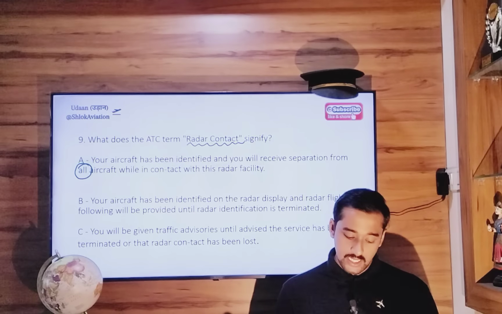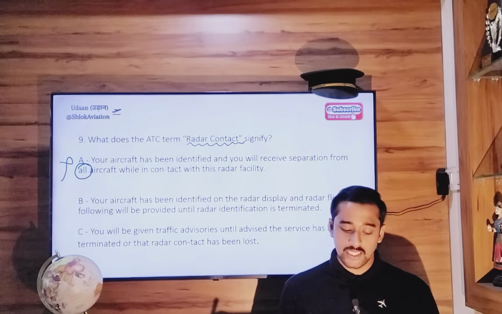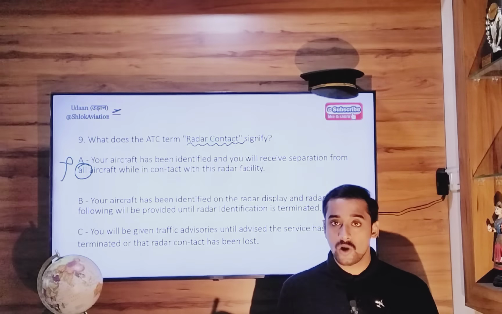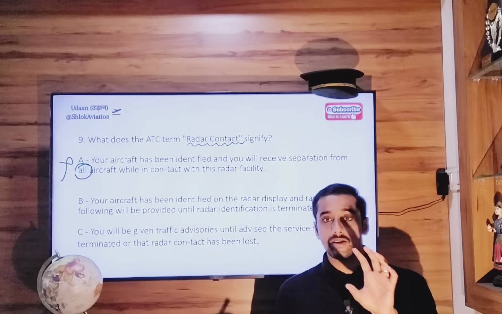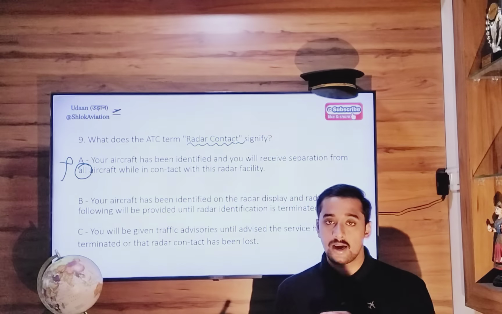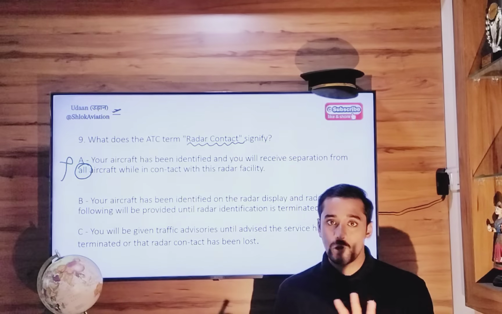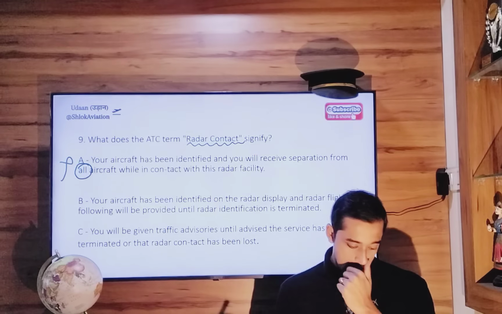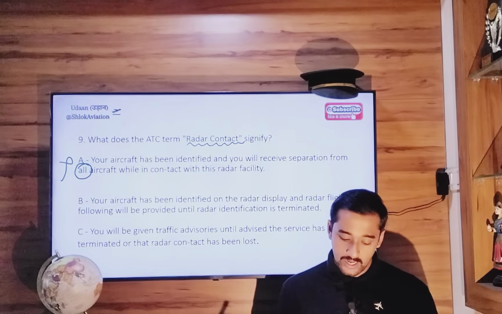What does the ATC term radar contact signify? Now option A is clearly wrong because you will receive separation not from all aircraft. You will receive separation from aircraft depending on the airspace you are flying in. Class Bravo, Class Charlie, Class Delta, all these airspaces have their own separation criteria. So depending on the airspace, you will get separation services. So this is wrong, not from all aircraft.